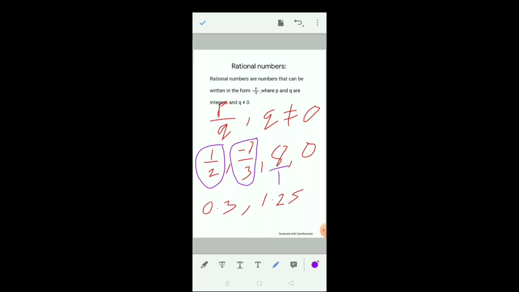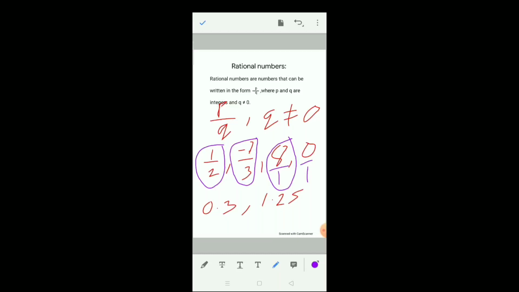Now this is in the form of p by q, where p is equal to 8 and q is equal to 1. In the same way we can write 0 as 0 by 1. Now it will be in the form of p by q.